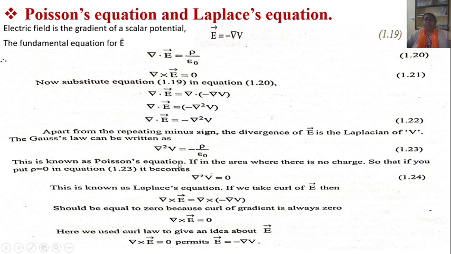Now, Poisson's equation and Laplace equation. Scientist Poisson derived this relation: del squared V equals minus rho upon epsilon 0, which relates electric potential and charge density.